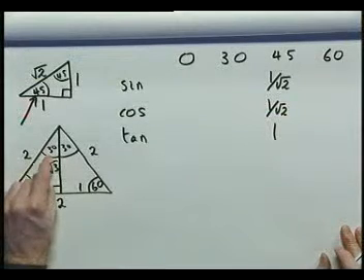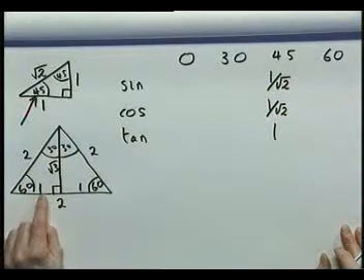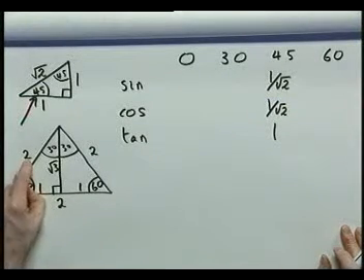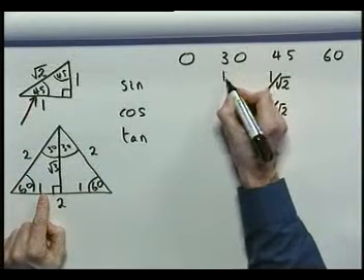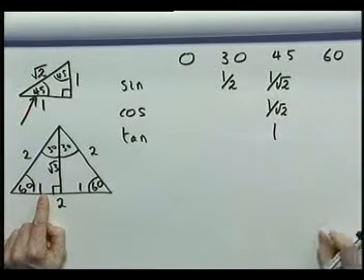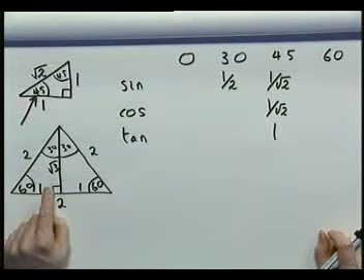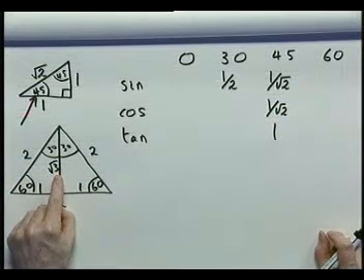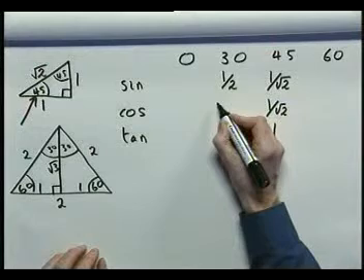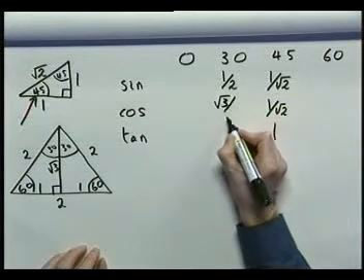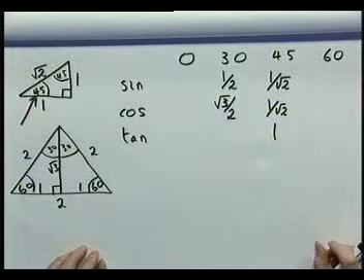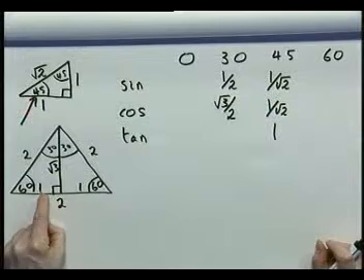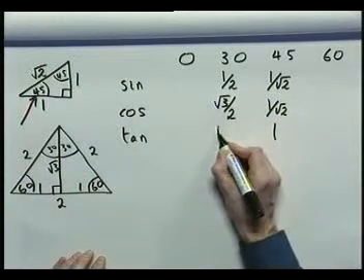So let's look at 30. The sine is the opposite over the hypotenuse. The opposite is of length 1, the hypotenuse of length 2, so that is 1 over 2, a half. The cosine is the adjacent over the hypotenuse, and so that is root 3 over 2. For the tangent, that's the opposite over the adjacent, so that's 1 over root 3.